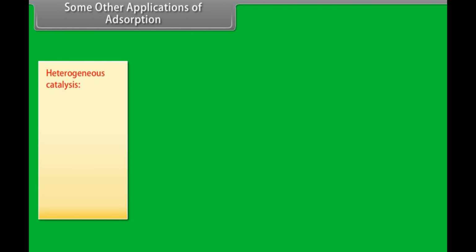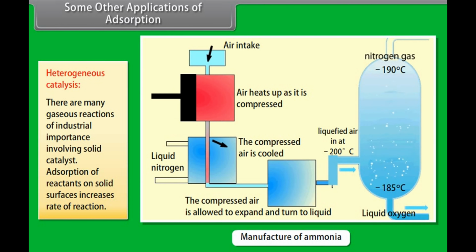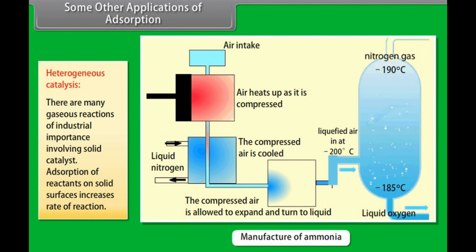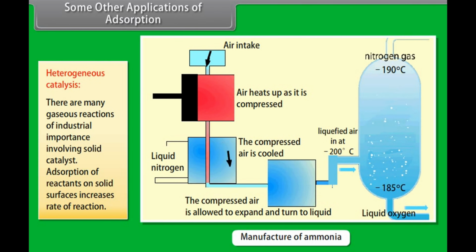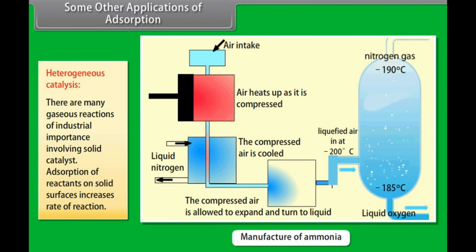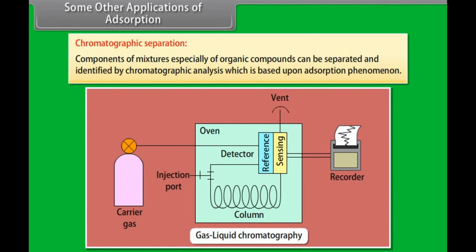Heterogeneous catalysis. There are many gaseous reactions of industrial importance involving solid catalyst. Adsorption of reactants on solid surfaces increases the rate of reaction. For example, manufacture of ammonia, sulfuric acid, and hydrogenation of oils. Chromatographic separation. Components of mixtures, especially of organic compounds, can be separated and identified by chromatographic analysis, which is based upon the adsorption phenomenon. For example, thin layer chromatography, paper chromatography, and gas-liquid chromatography.